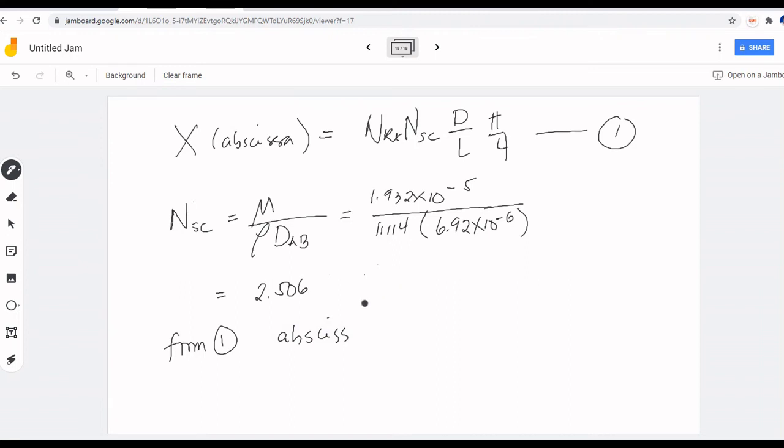Now, from equation 1 on top, you can solve for the abscissa value for figure 7.3-2. For the abscissa value of that particular figure, we have now the Reynolds number, which is 922.6. We multiply it to 2.506.